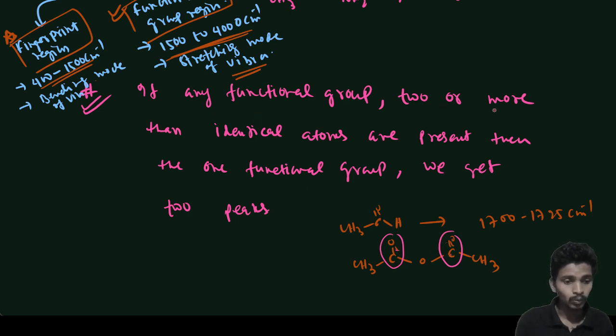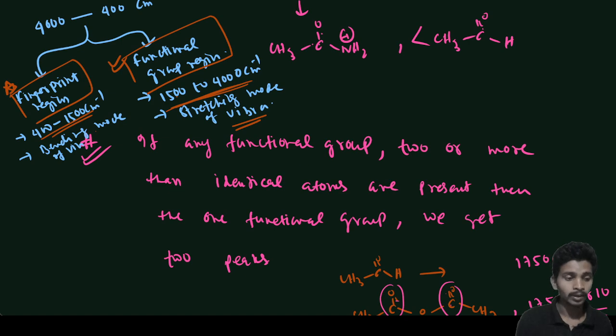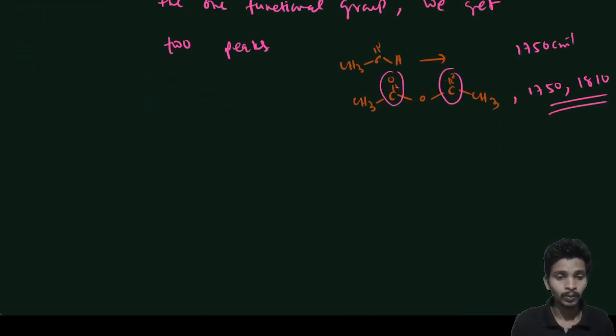So if two or more identical atoms are present, then the one functional group will give two peaks. So here any one peak we will get in this range, let's say 750 centimeter inverse, but here two peaks we will get. Let's say 750, another let's say 810. So this type of peaks you will get if the group has two or more identical atoms. So these things we will use in the whole of our IR data. So now we will discuss this IR data. This is very important from the exam point of view.